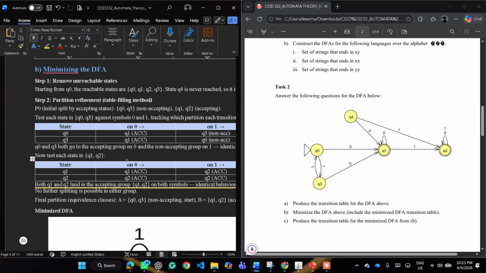Now let's go to the next part of the partition, which we call the accepting state. Q1 and Q2 are the accepting states. Why are they accepting states? Like I said, they are double circled. Q1, Q2 are double circled here. That's why we call them accepting states.